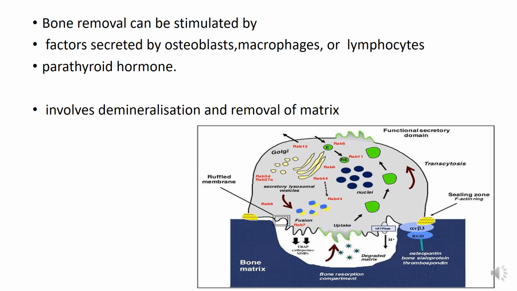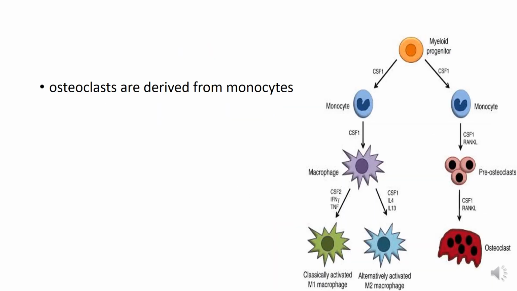Bone removal can be stimulated by factors secreted by osteoblasts, macrophages or lymphocytes, or by parathyroid hormone, which is secreted by the parathyroid gland. If you remember, we have studied this as a function of osteoblasts. It helps in bone removal by osteoclasts. Osteoclasts are involved in the demineralization and removal of matrix. They are derived from monocytes. Monocytes give rise to macrophages and also osteoclasts.